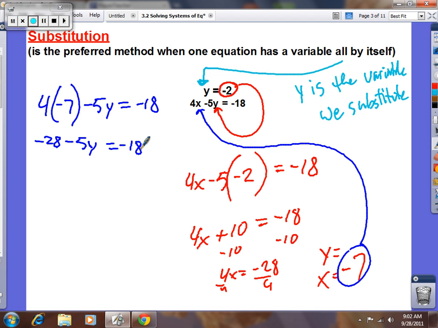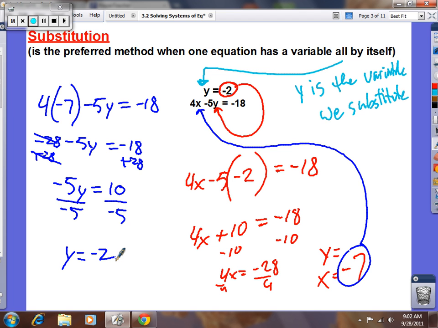Irving, put it on my desk. Do you get rid of the negative 28 or do you get rid of the negative 5? So plus 28, plus 28. What's negative 18 plus 28? Negative 5y equals 10. Divide by negative 5. Divide by negative 5. What is y? Y is negative 2. So your answer is this. X is negative 7. Y is negative 2. So you found it. This is where they cross. You found it without graphing. You found it only with algebra.